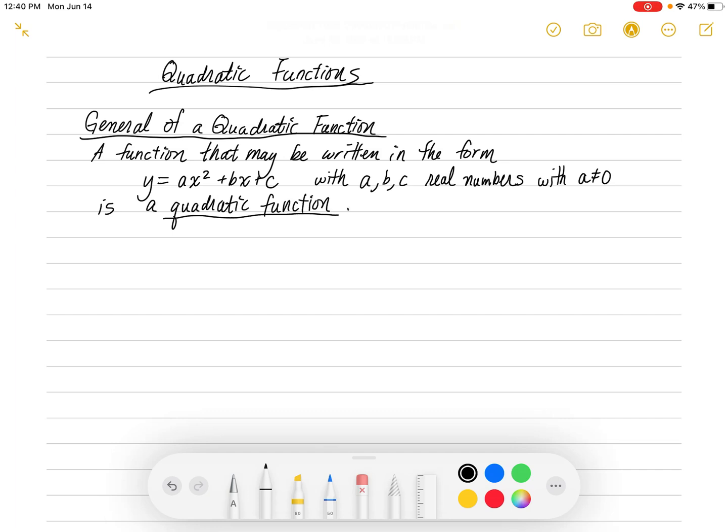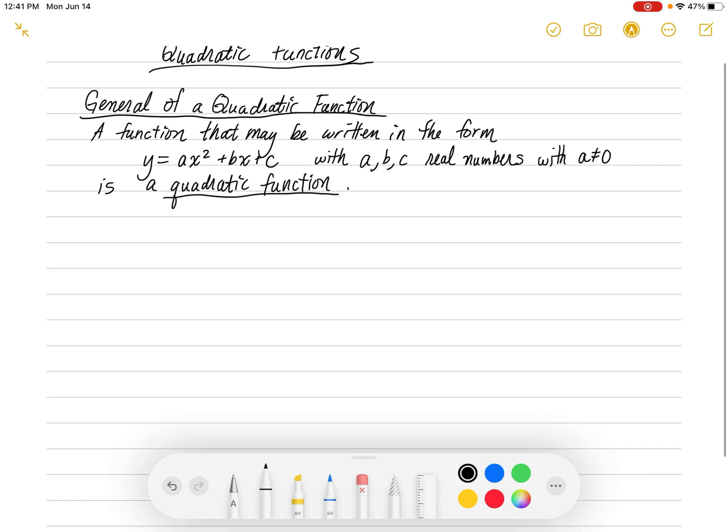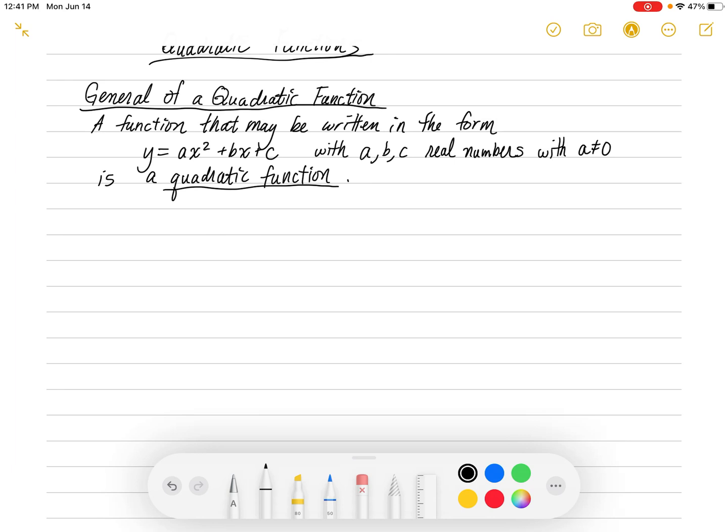A quadratic function. That's the formal definition of a quadratic function. Anything that can be written in the form y equals ax squared plus bx plus c, where a, b, and c are real numbers and a is not 0, is called a quadratic function. This is one way to write a quadratic function. It turns out that you can actually write quadratics in a different way. If you do some factoring and some manipulation, you can get what's called the vertex form of a quadratic.